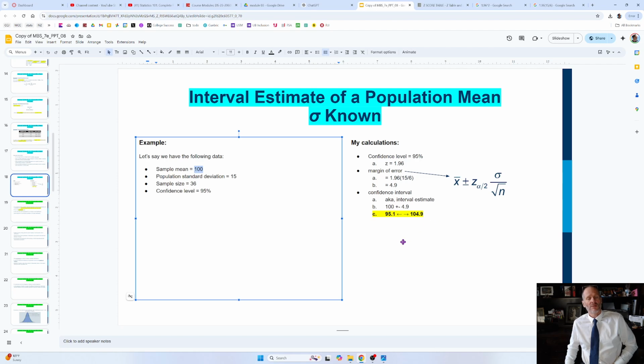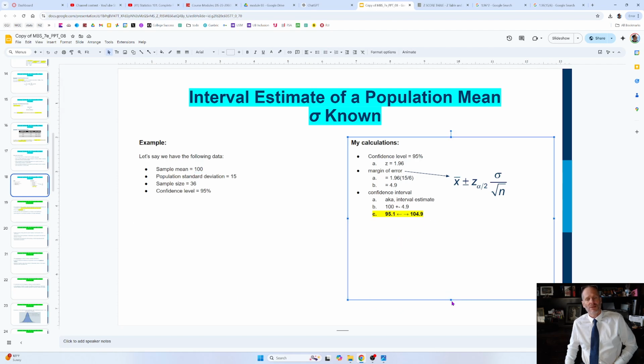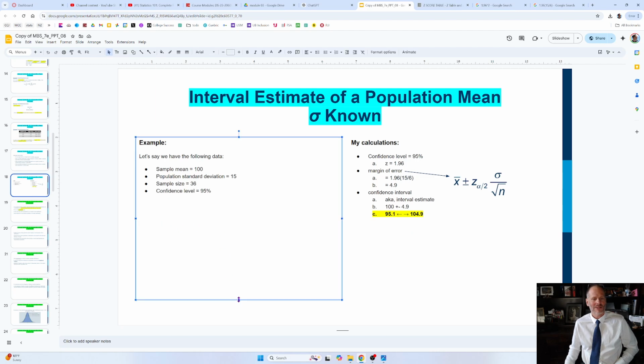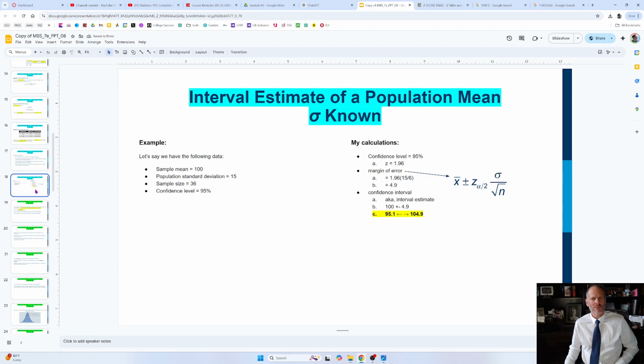So, it's a lot, but you could see how, hey, if these were lottery tickets, and we could say with 95% confidence the numbers are going to be between here, it's like, let's buy up all those numbers between 95.1 and 104.9. That's a high level of confidence, 95%, so that's kind of like how it works. So that's another example of doing the interval estimate of a population mean.